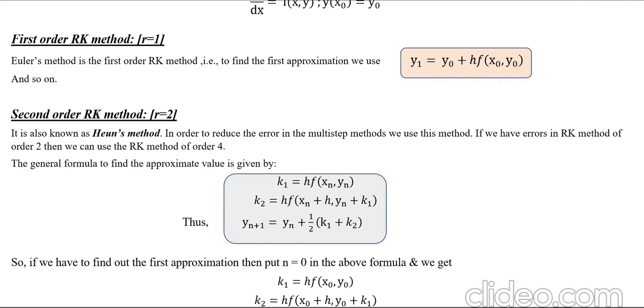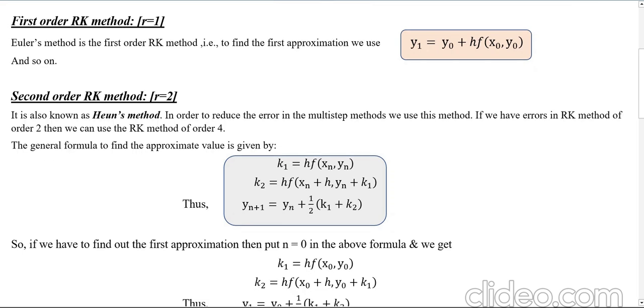So the general formula to find the approximate value for RK method of order 2 is given by k1 is equal to h times f of xn comma yn. k2 is h times f of xn plus h comma yn plus k1. Then we can calculate the yn plus 1 approximation as yn plus half of k1 plus k2.